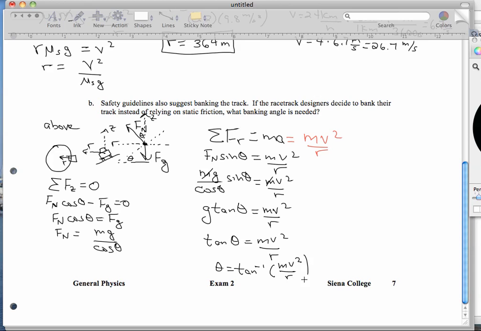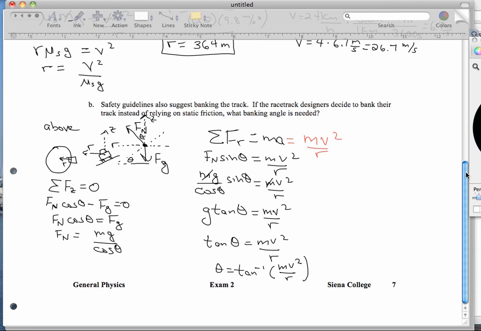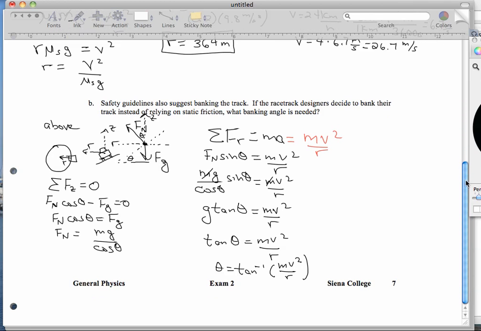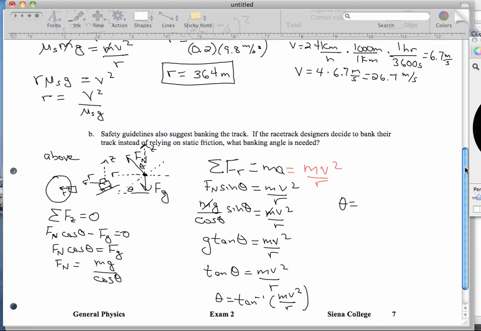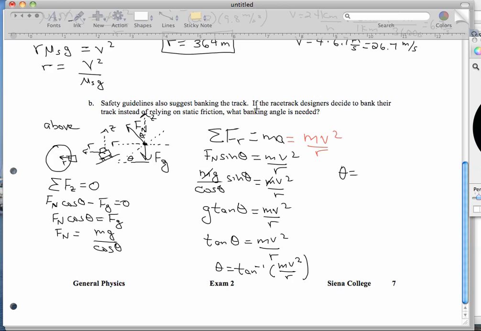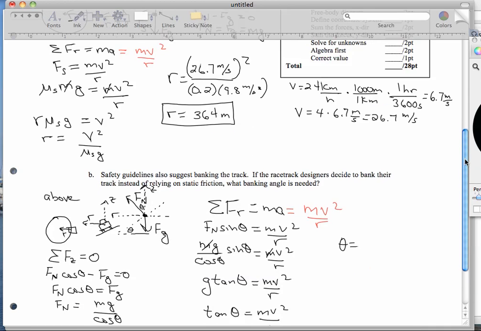So what values do I put in here? Well, I'm going to use the value that I calculated in part A, this 364 meters. But what am I going to put in for my velocity? We allowed two different solutions. We allowed you to use the 4 times bigger number or the 6.7 number, because we weren't explicit in part B about the safety and whether you had to increase the speed. So in this case, let's use the 6.7 number.